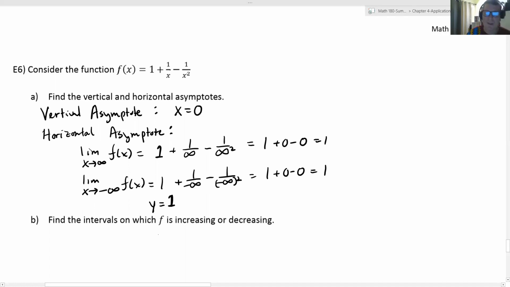So there we go. That gives me two things that I can actually draw, right? I could draw my horizontal asymptote and my vertical asymptote. So that gives me two things that I could actually draw.